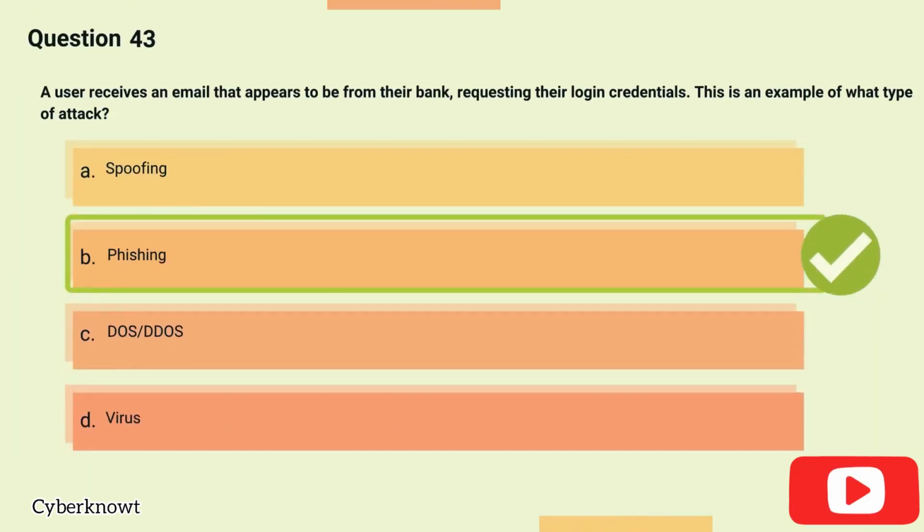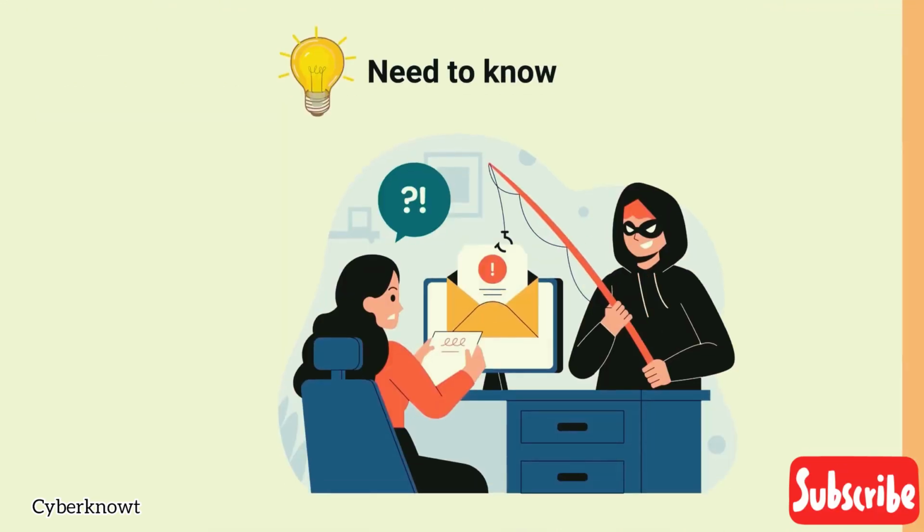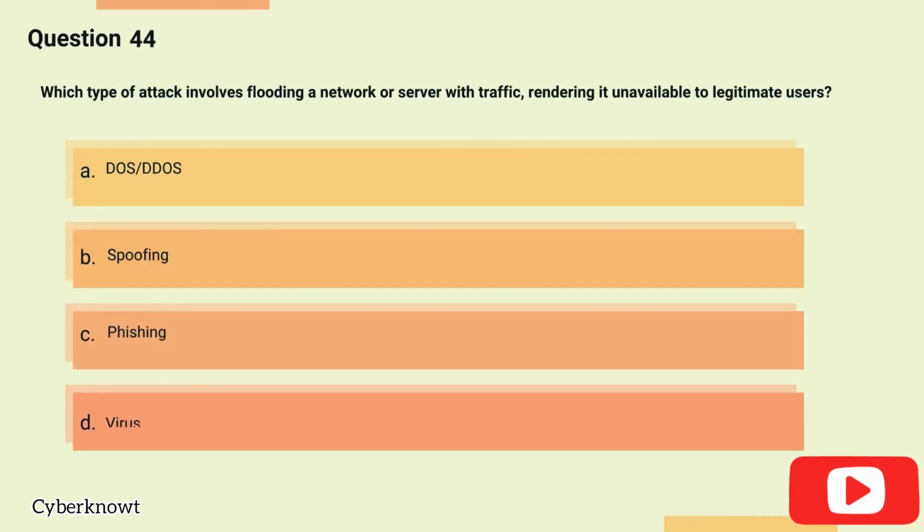The correct answer is Option B. Phishing. Explanation. The attacker is attempting to trick the user into giving away sensitive information by pretending to be a trusted entity.